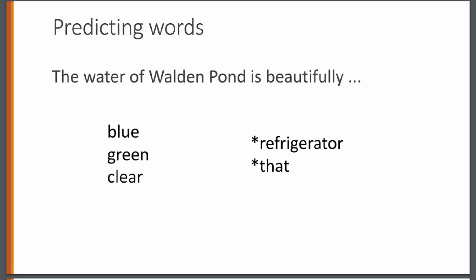Let's start by thinking of a sentence. If I were to say, "the water of Walden Pond is beautifully..." well, there are a few words that might complete that sentence, a few that would sound natural. For instance, blue or green or clear. And there are many, many words that would sound very unnatural, out of place at the end of this sentence. For instance, refrigerator or that.